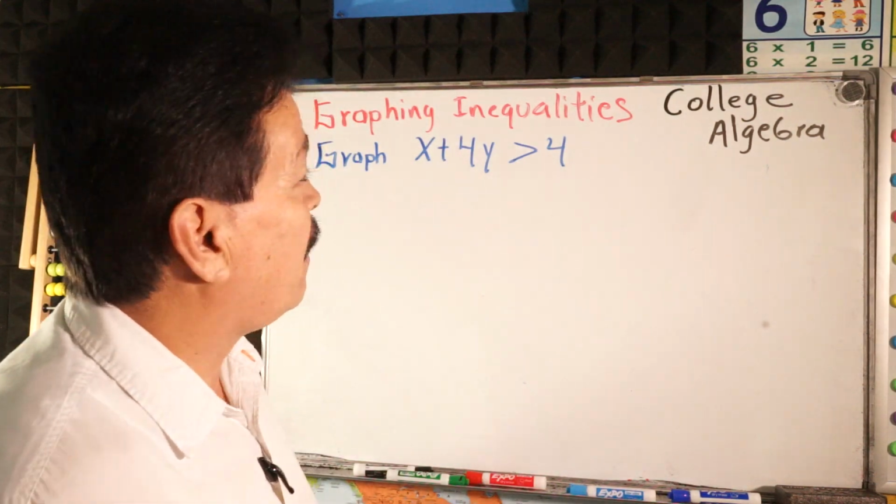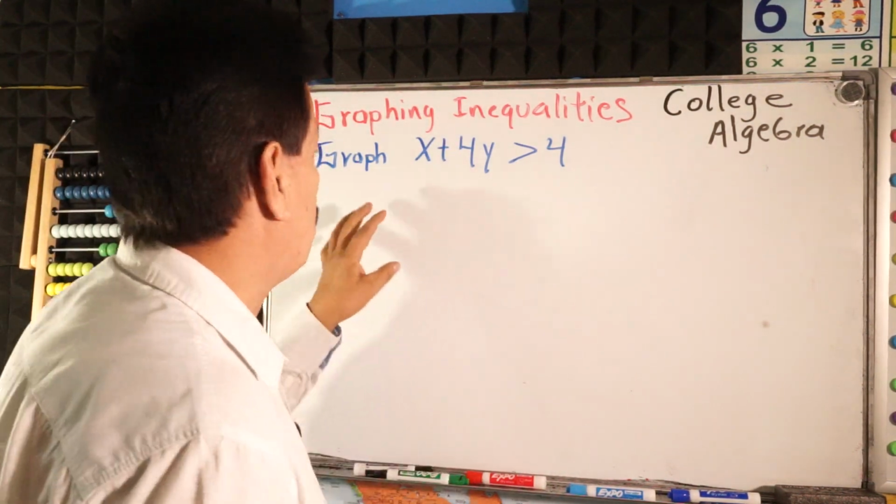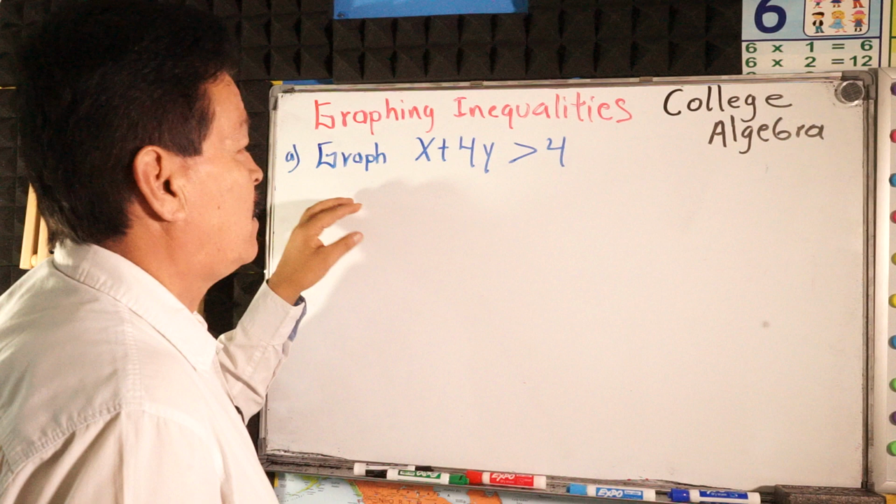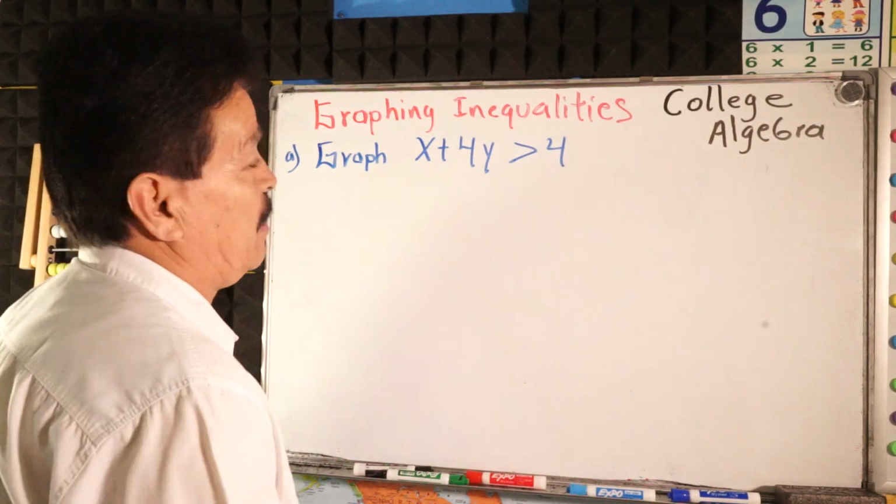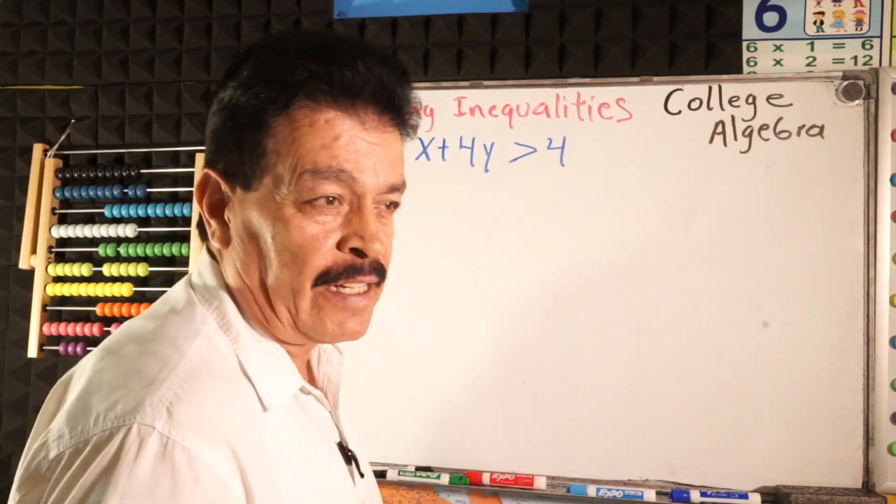Our topic is graphing inequalities. To solve this problem, graph this inequality: x plus 4y greater than 4.